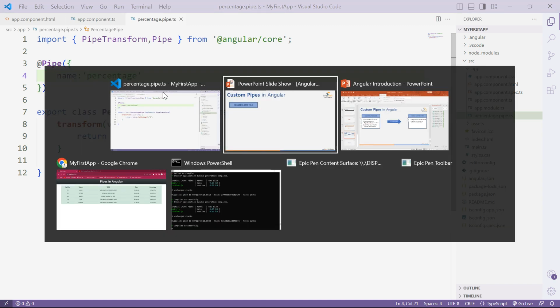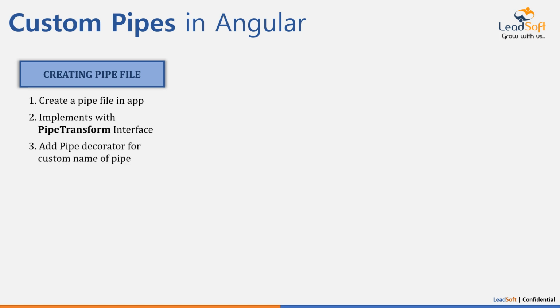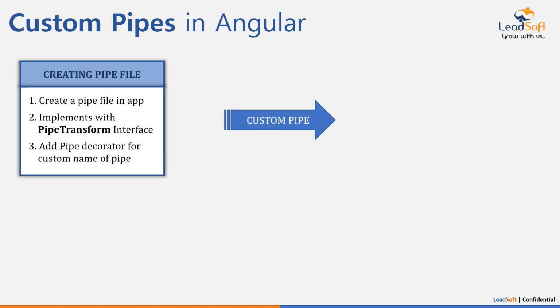What are the steps? Let us check in a representation. The steps to create a pipe file are: create a pipe file in our app folder, then implement the interface called PipeTransform and write the method called transform, and then at the last you can add the Pipe decorator for the custom name of your pipe.